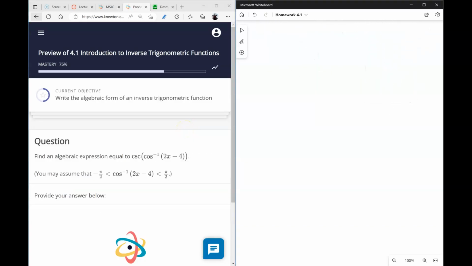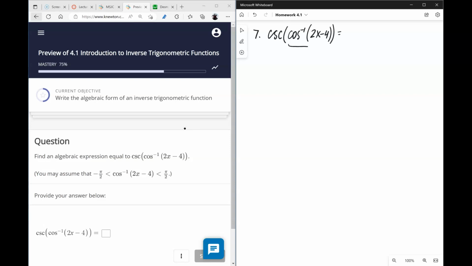We have another one. We have cosecant of cosine inverse of 2x minus 4. We introduce angle theta. The problem is simple. We have to find cosecant of theta. Cosecant of theta is hypotenuse over opposite. And we need to draw a triangle with angle theta. This is my adjacent, this is my opposite, this is my hypotenuse.